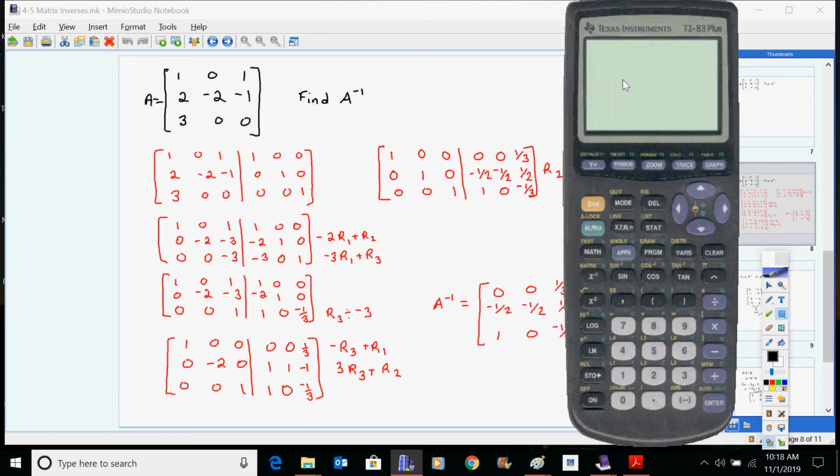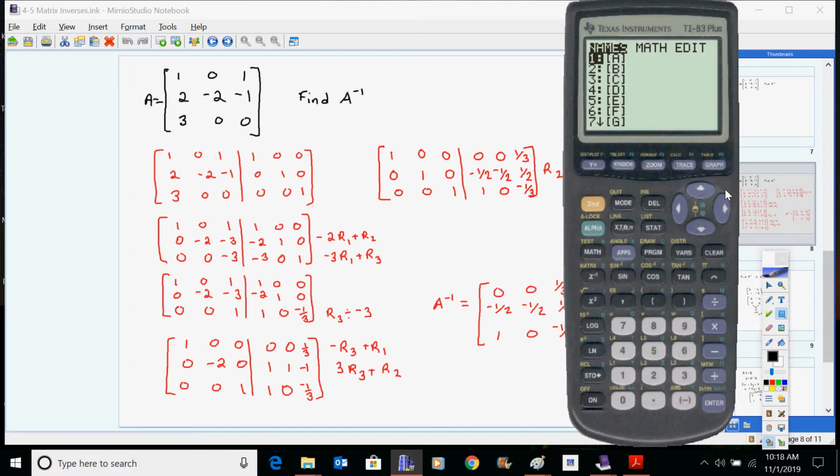The matrix button is the inverse of the X inverse button. So if you push second and matrix, it gives you access to the matrix section. So let's do that all together.